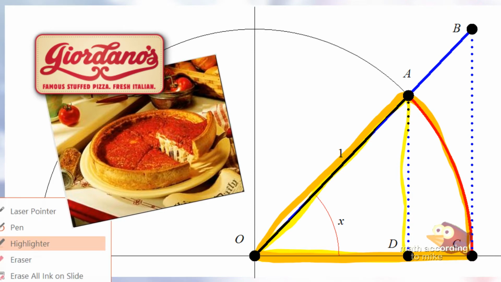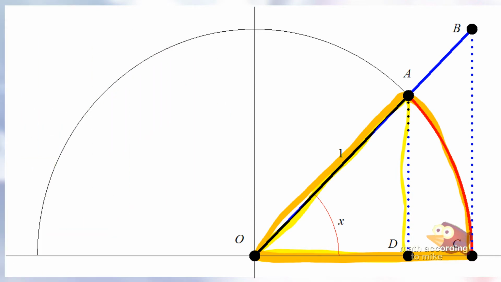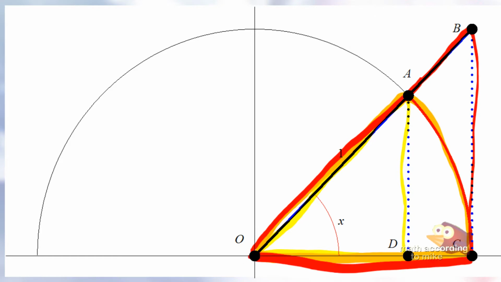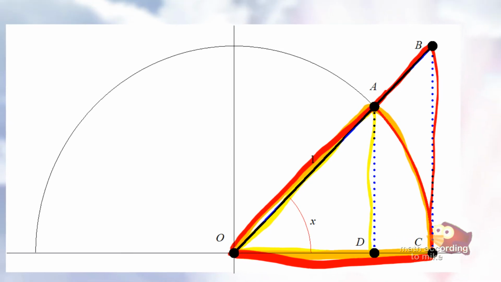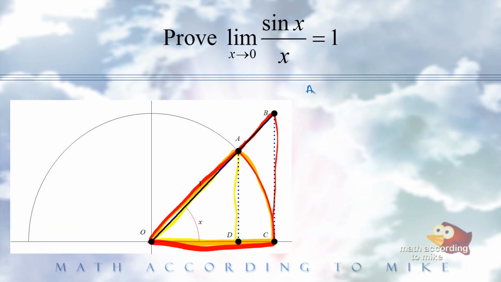And that wedge sits inside this larger triangle, OBC. All right, so let's write that down in words. So the area of triangle OAD is less than the area of the sector. I don't know if there is a notation for sector, so I'm going to put SEC for now. OAC is less than the area of the triangle OBC.